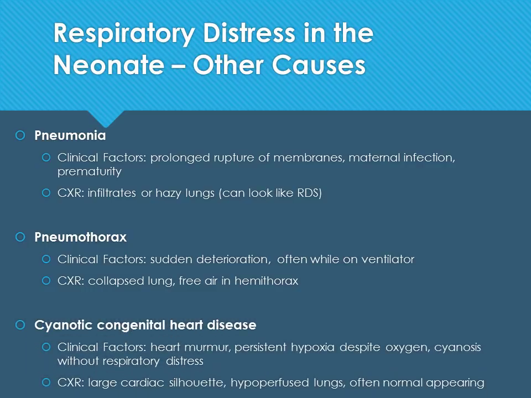And then cyanotic congenital heart disease can also cause respiratory distress. Typically, you'll be able to hear the associated murmur. These infants may have persistent hypoxia even once you have oxygen on them, and they may be cyanotic even without respiratory distress. The chest x-ray may show cardiomegaly. They may have hypoperfused lungs, depending on what the underlying etiology is behind their congenital heart disease. And oftentimes the chest x-ray in these infants looks fairly normal, aside from some cardiomegaly.